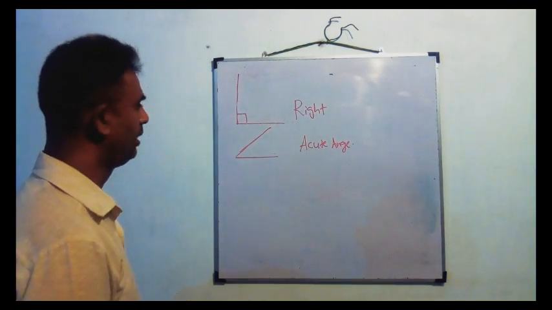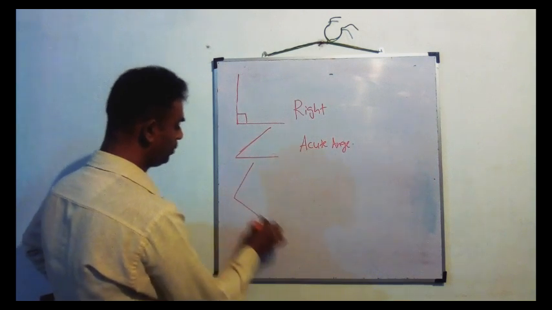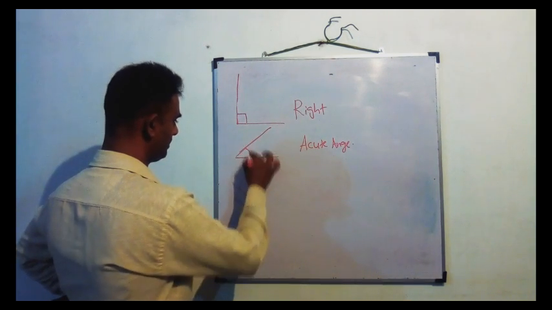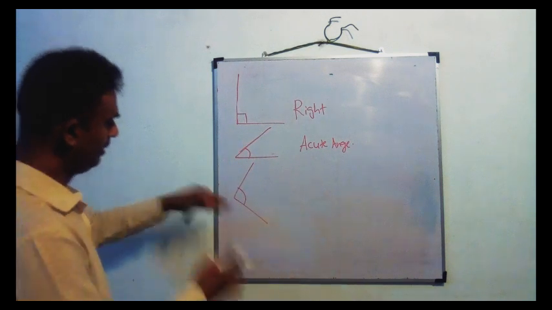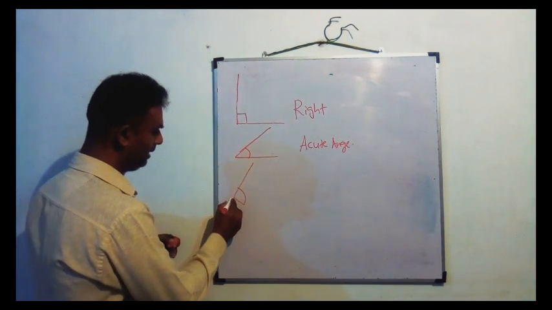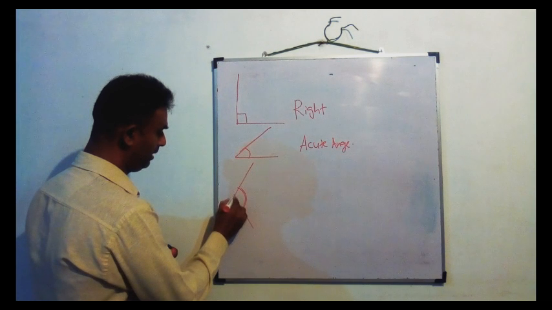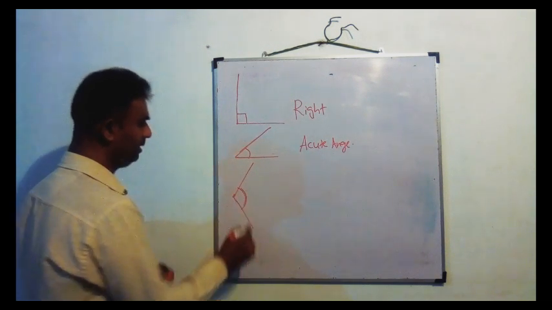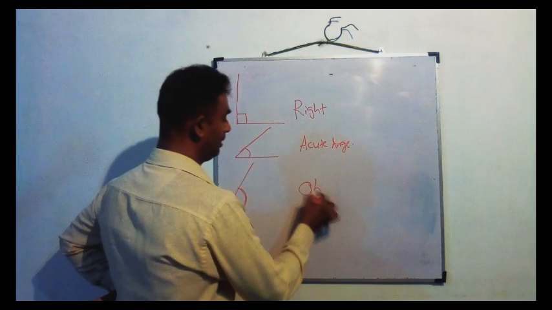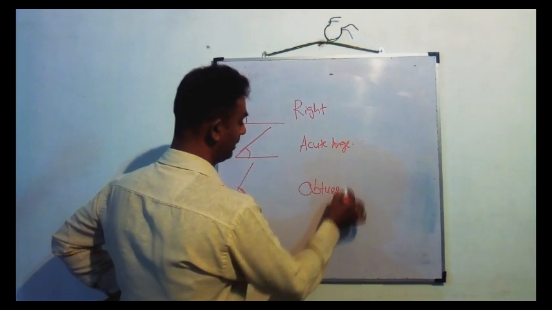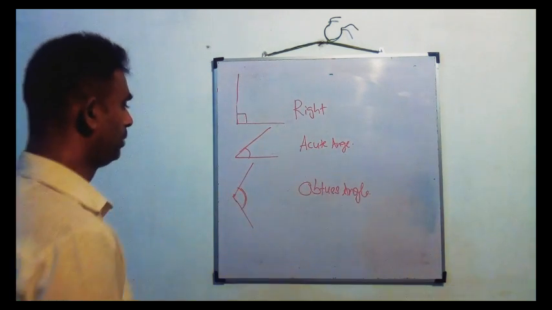Next one. More than two right angles. This is the angle. Bigger than the right angle. Bigger than the right angle is known as an obtuse angle. Obtuse angle. Next one.